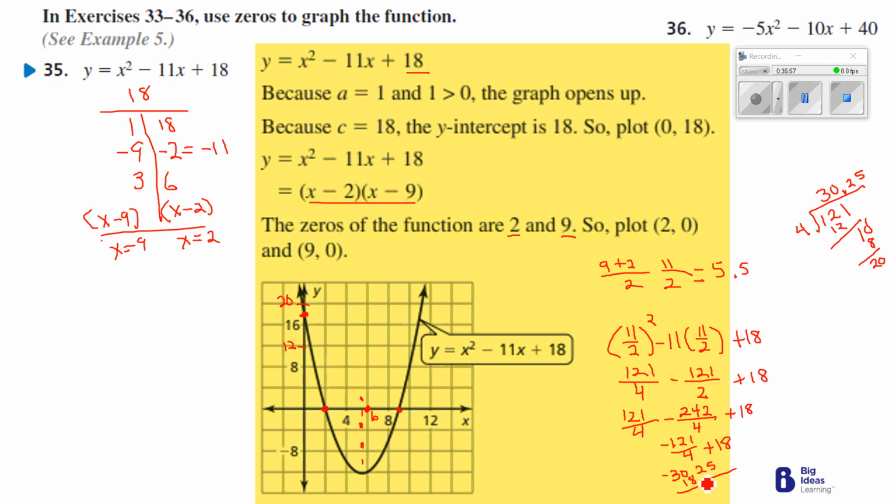I have one positive and one negative. I take the big number minus the small number. So this will give me a 0.25 over here. And this would be a 12 and negative, right? Because we take the big number minus the small number to keep the sign of the big number. So now our vertex is going to be 5.5 for my x-coordinate and negative 12.25 for my y.